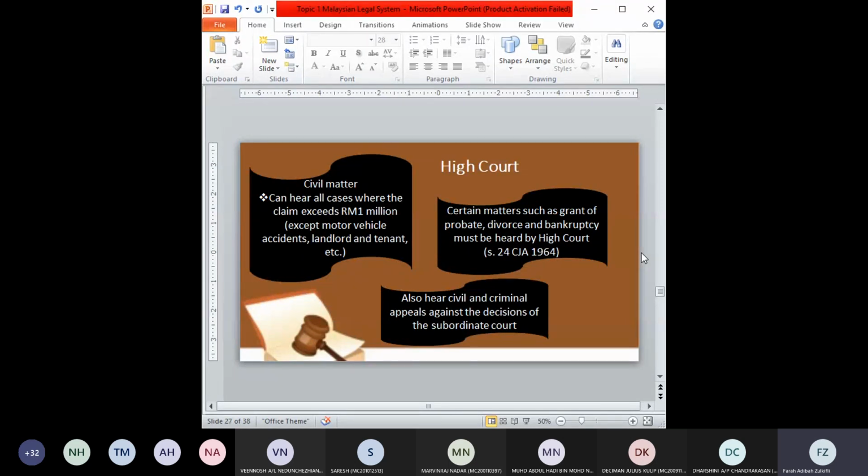For criminal matters, the High Court can hear any criminal matters, any kind of punishment, any kind of offense. So if a criminal case involves an offense punishable with death, for example drug trafficking, or cases involving murder, or armed robbery which caused murder, or rape which caused the death of the woman, all those cases will be heard by the High Court because those cases are punishable with death. Only the High Court has the power to hear cases which involve the death penalty. Okay, that is for criminal matters.